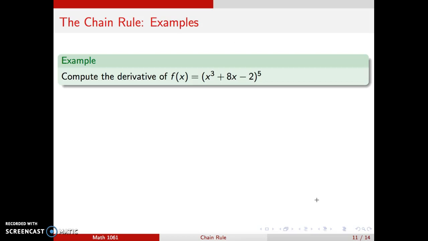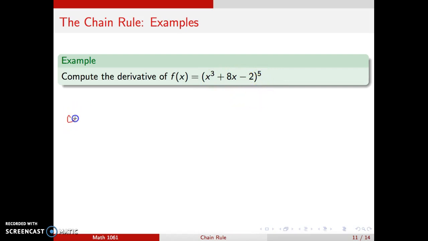Okay, so a couple of examples now to wrap this up, and I'm not going to write all these out. I've got another video where I'll do the examples. What I just want to do here is walk you through some typed up solutions. So suppose we want to compute the derivative of f of x. It's viewed as a composite. I've got a third degree polynomial raised to the 5th power.